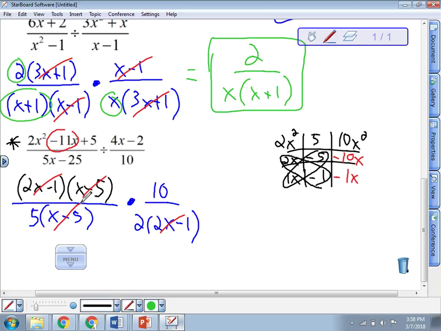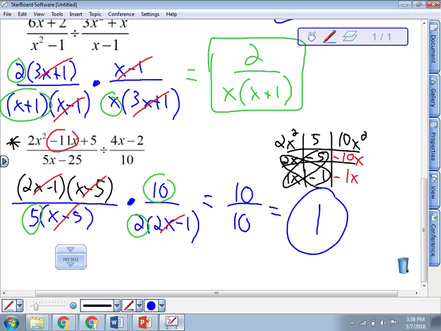What are we left with? I'm left with a 10 on top and a 5 times a 2 on the bottom. So that'll equal 10 over 5 times 2, which is 10. Well, that reduces to 1. So this whole answer equals 1. So there you have your lesson on dividing rational expressions. Remember the phrase: keep, change, flip.